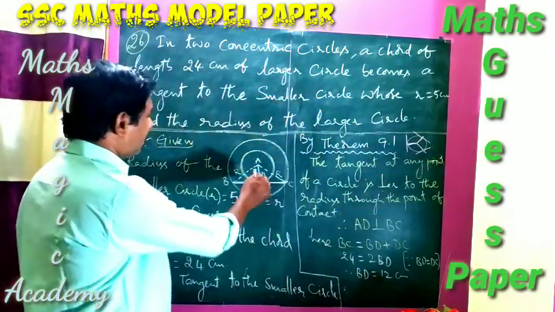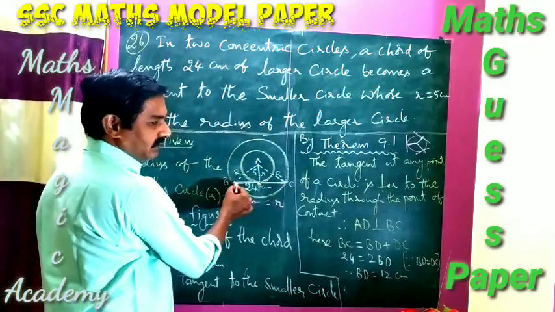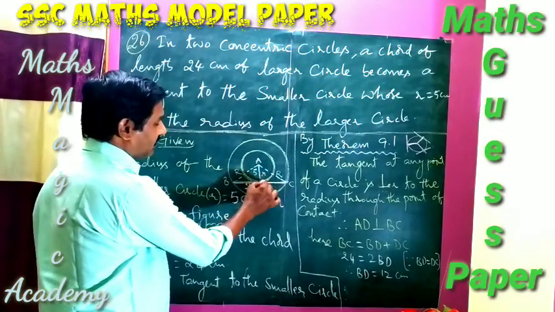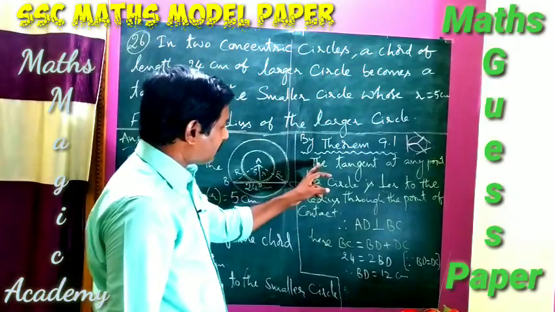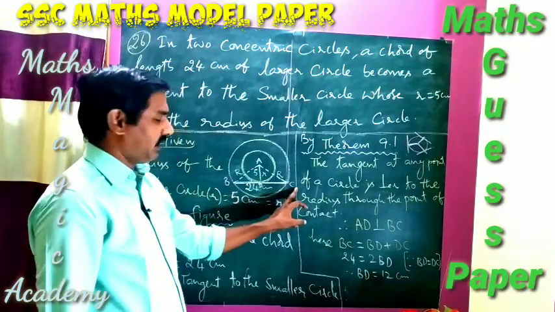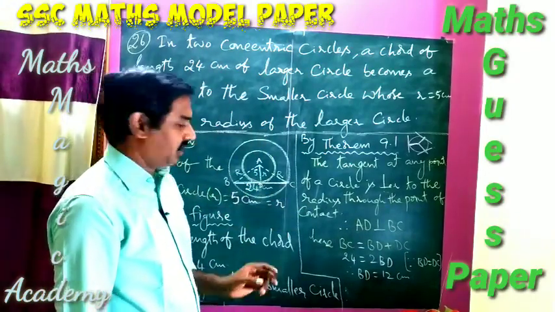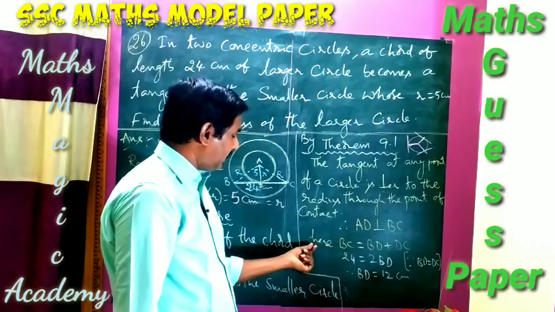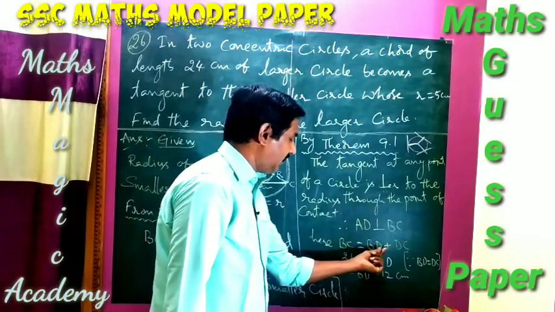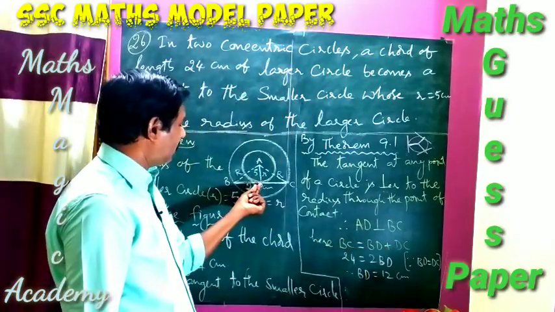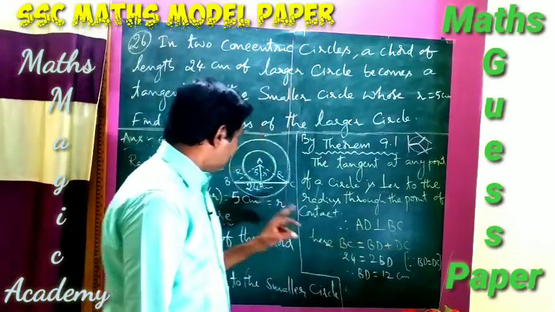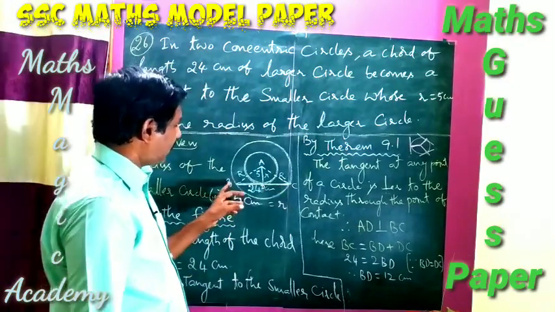So here also, AD is a radius and BC is a tangent, and D is the point of contact. At the point of contact, the radius is perpendicular. Based on theorem 9.1, we can write that AD is perpendicular to the tangent BC. Understood? Now, BC is the length of the chord, and it becomes BD plus DC, as we plotted the point D.